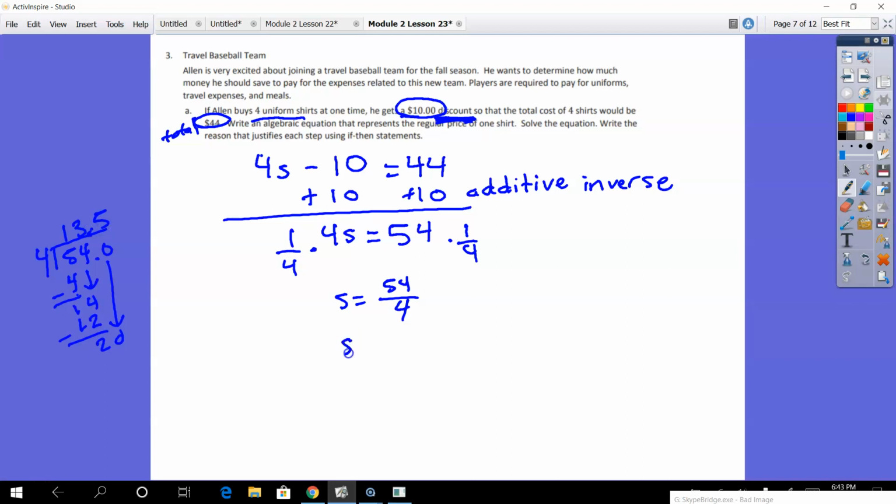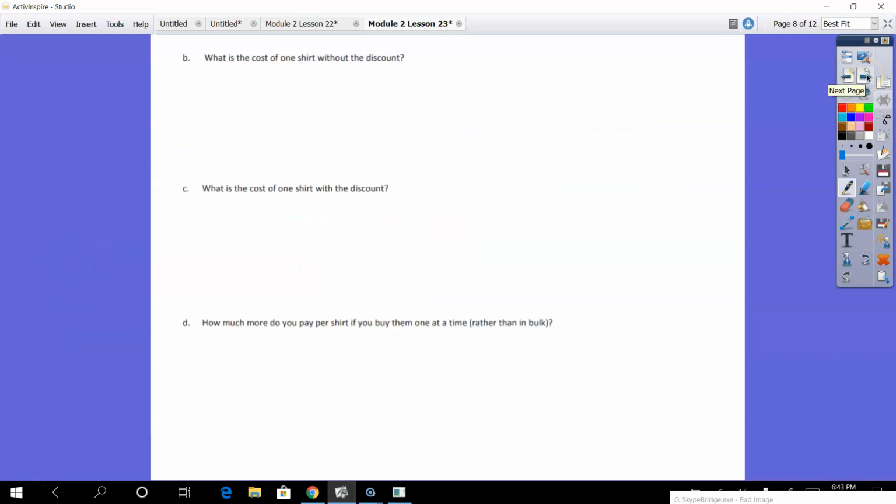$13.5 times. So a shirt is $13.50. Okay. What was the cost of 1 shirt without the discount? So without the discount, a shirt cost $13.50. What was the cost of 1 shirt with the discount?